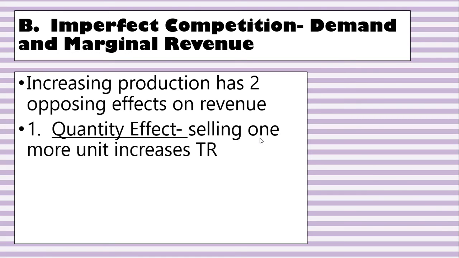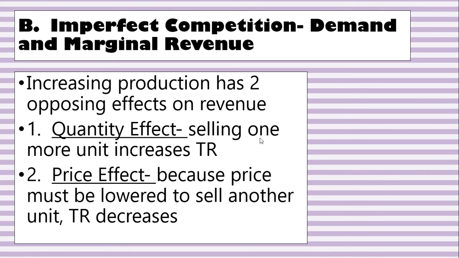So what does that mean about the demand curve at that point? They had to lower the price in order to sell an additional unit, but the total revenue went up. It's elastic. So the quantity effect will dominate in the elastic portion of the demand curve. Remember, demand curves have elastic portions and inelastic portions. In the elastic portion, the quantity effect is going to dominate because total revenue is going to keep going up, and that's where marginal revenue is going to be positive.